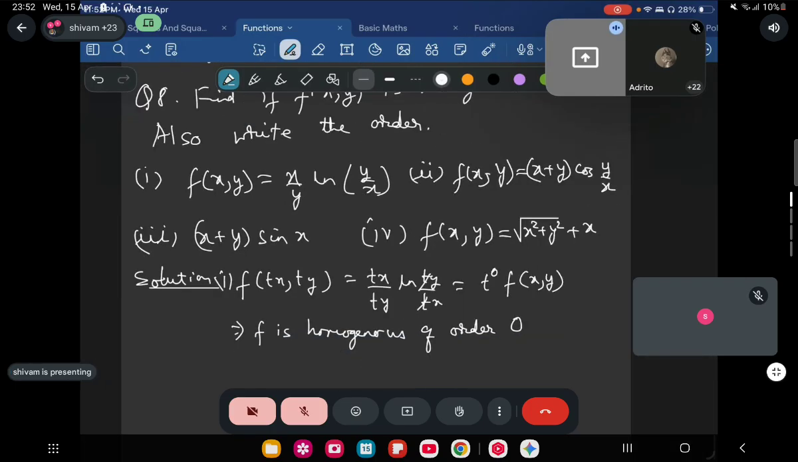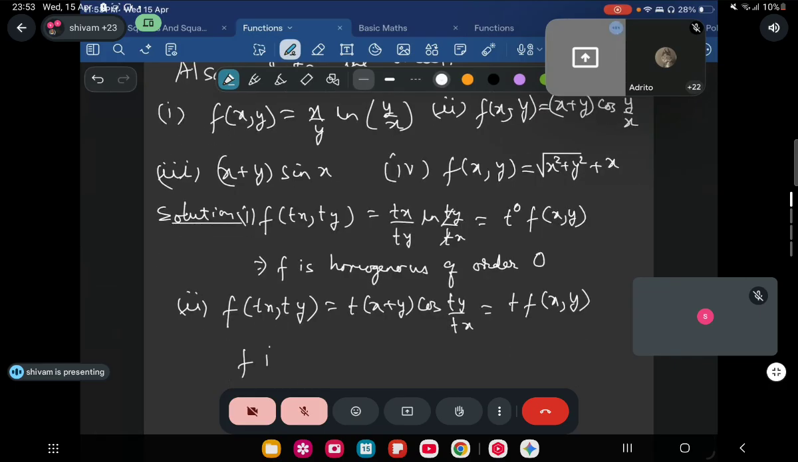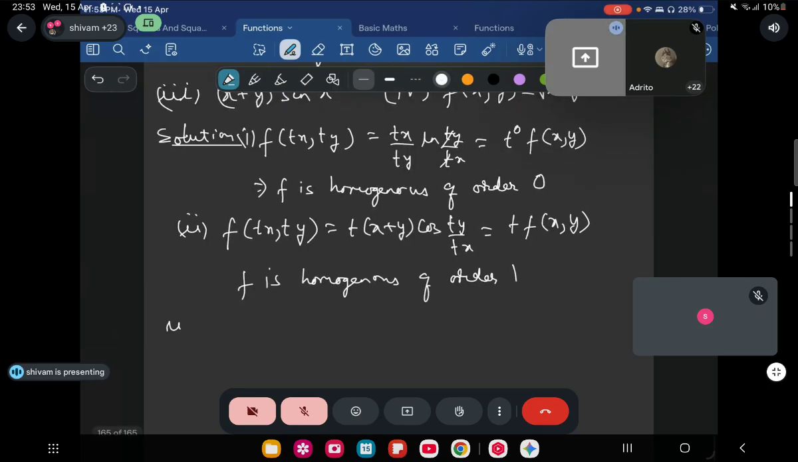Part 2, everyone. So what have we got? f of tx comma ty will be equal to t into x plus y into cos of ty by tx. This will be equal to t into f of x comma y. So over here we can see that f is homogeneous of order 1.